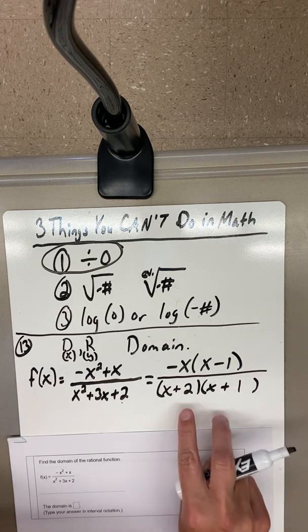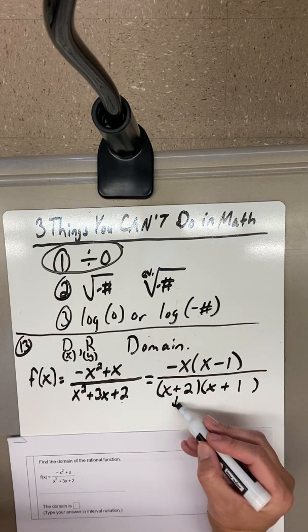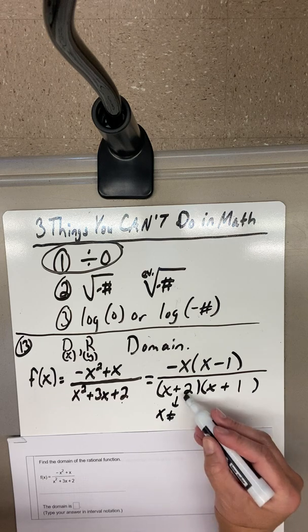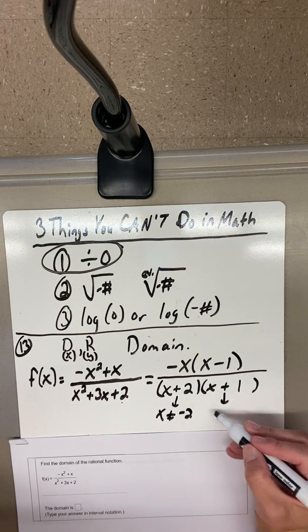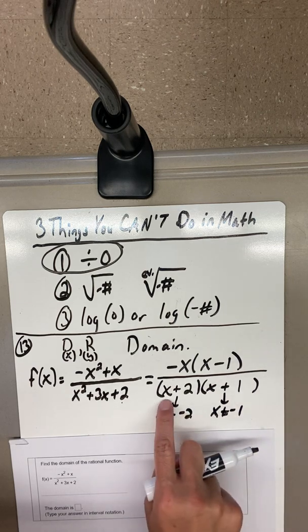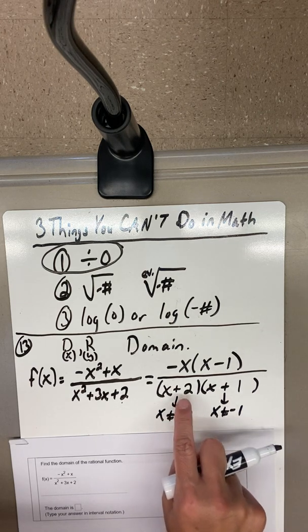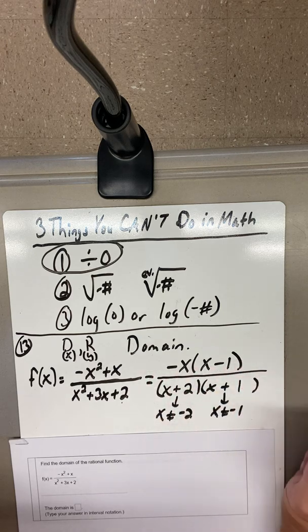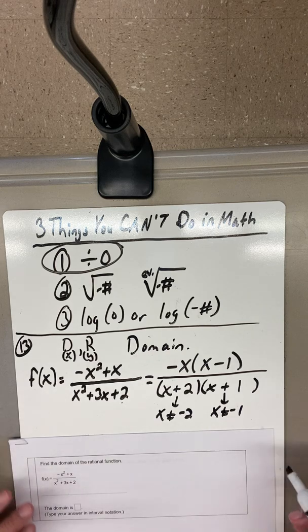So I factored this because now I know the two things x cannot equal. x can't be -2 and x can't be -1. Why? Because if you plug -2 in here, -2 plus 2 is 0, and 0 times anything is 0, and we have to divide by 0. Same thing with -1. So x can be any other number but those.